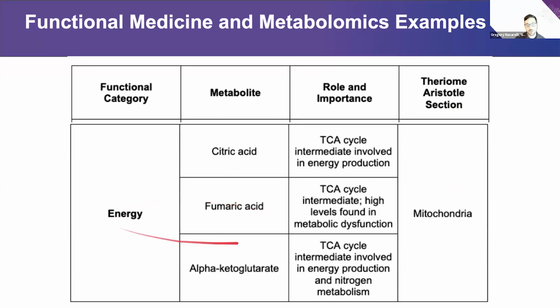For energy metabolism, we're just looking at essentially TCA cycle metabolites. And so citric acid, fumaric acid, alpha-ketoglutarate are involved in the TCA cycle. And if these levels are either too low or too high, that could indicate imbalances in the mitochondrial function.